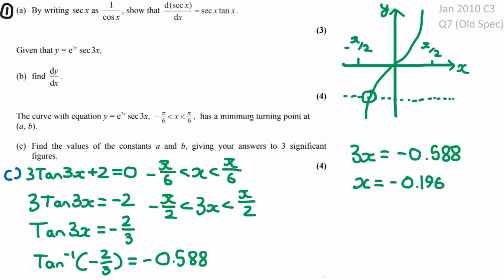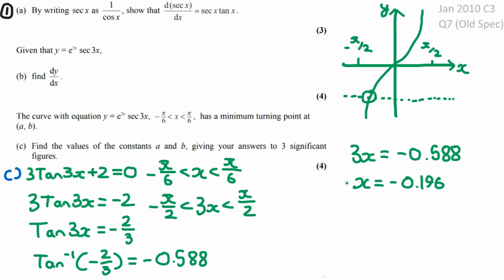Now it says the minimum turning point, so you might be asking yourself whether you need to prove that it's the minimum and not a maximum or something like that. But because this is the only value of x in this interval in which dy over dx is equal to 0, this is the only turning point, so it has to be this minimum turning point that they're talking about.